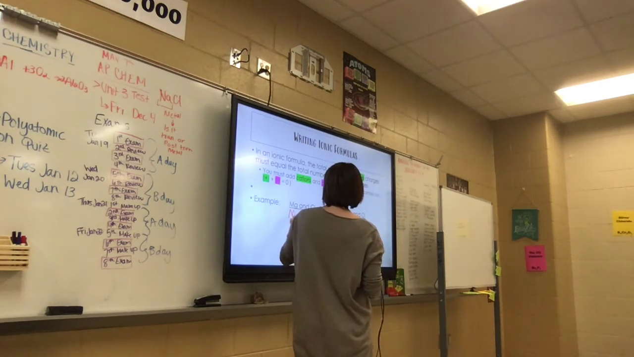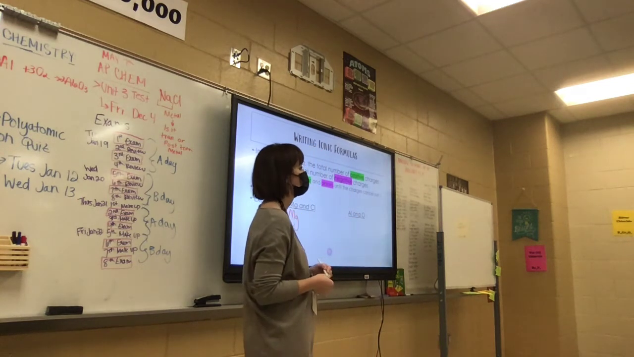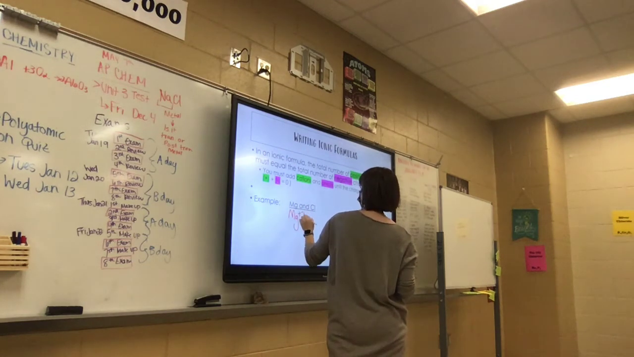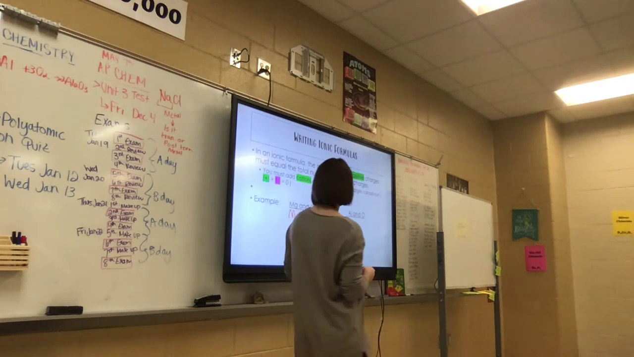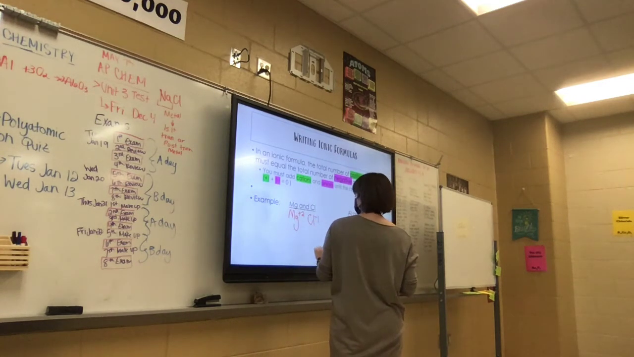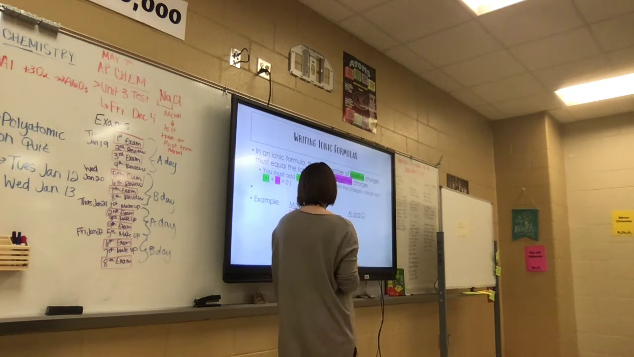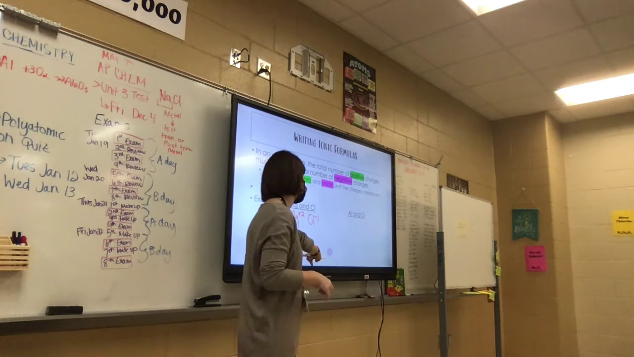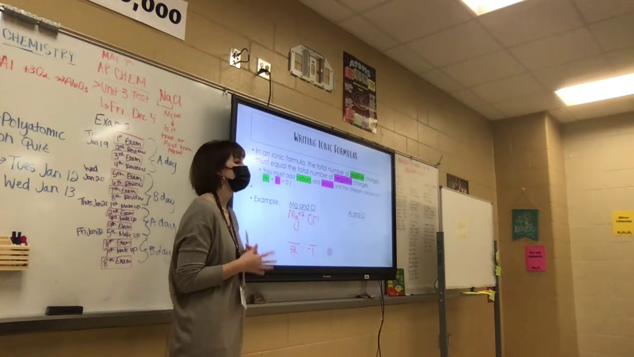So our first example is magnesium and chlorine. Now what is magnesium's charge? +2. Okay. Now, what's chlorine's charge? -1. Okay. So we have an overall charge of -1 here, an overall charge of +2. So what do I need to add to make them equal? So the goal is to make the overall negative and the overall positive equal.